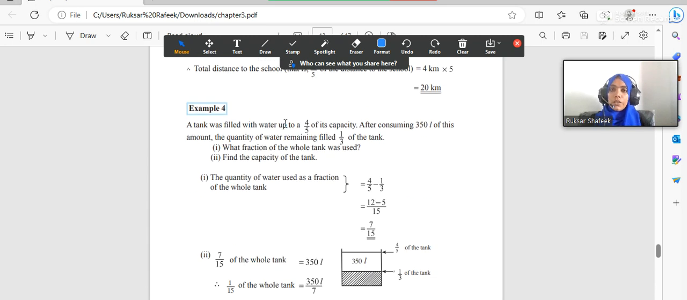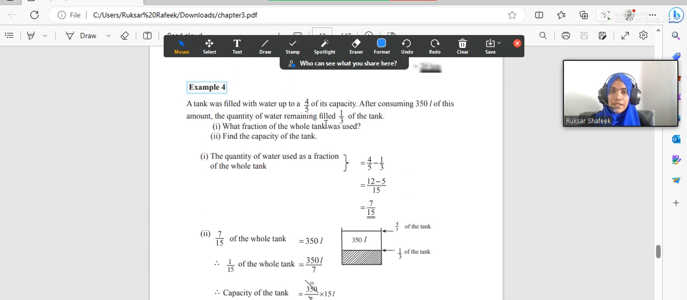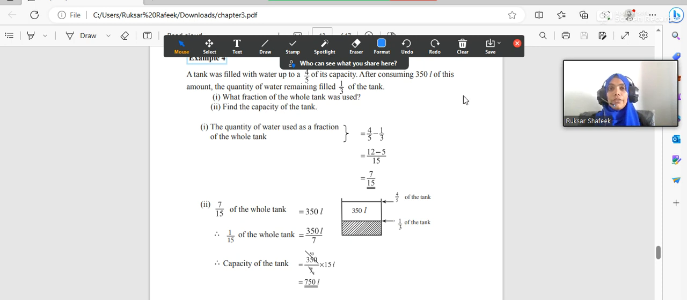A tank was filled with water up to 4/5 of its capacity. After consuming 350 liters of this amount, the quantity of water remaining filled 1/3 of the tank. Now let's get a clear picture of the question before we answer it. There is a tank, they've not filled it to the full, they've filled only 4/5, and from that 4/5 they consume 350 liters, and after they consume that 350 liters, the remaining water in the tank is 1/3.